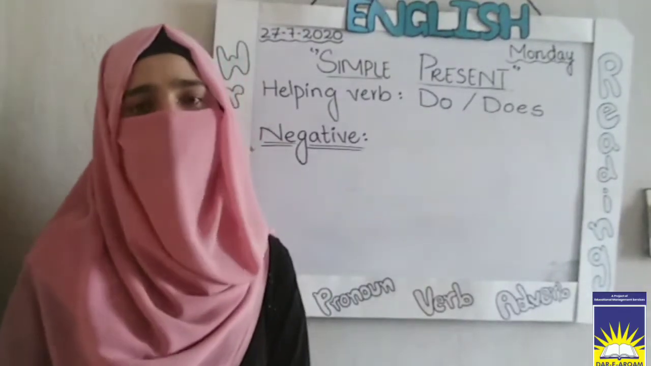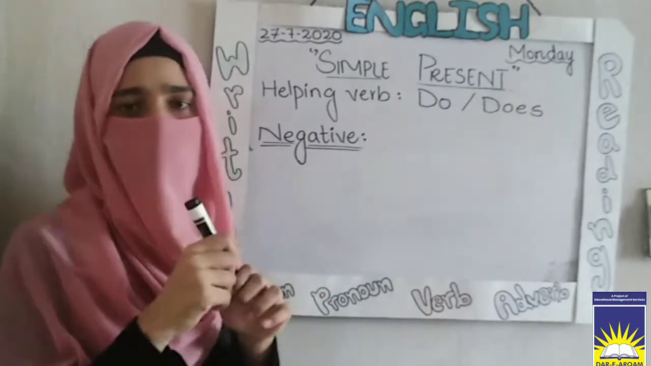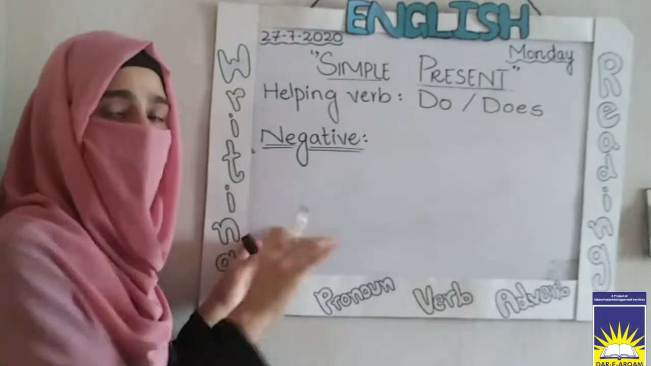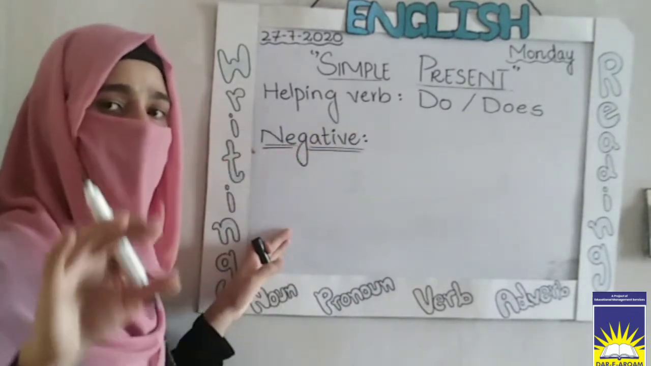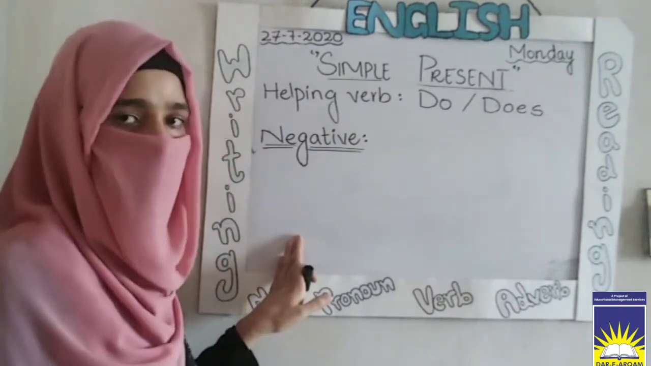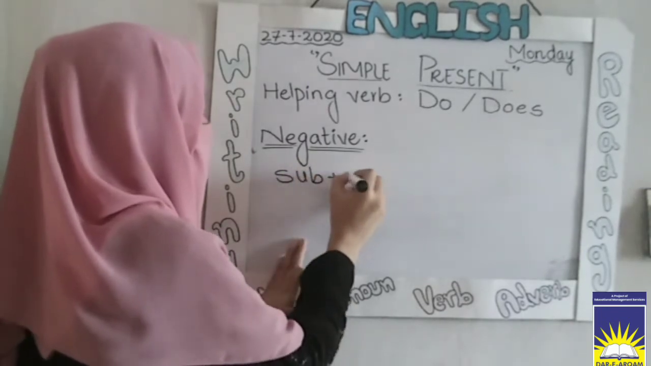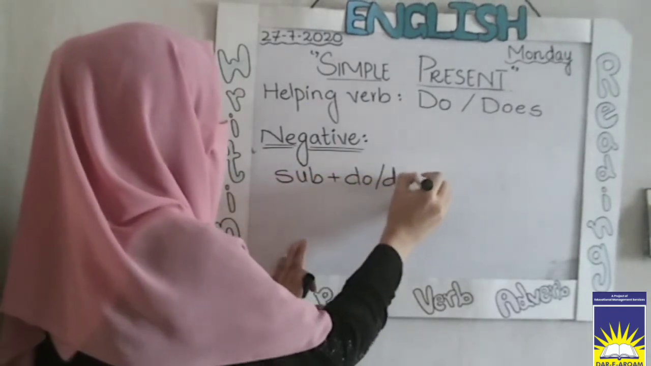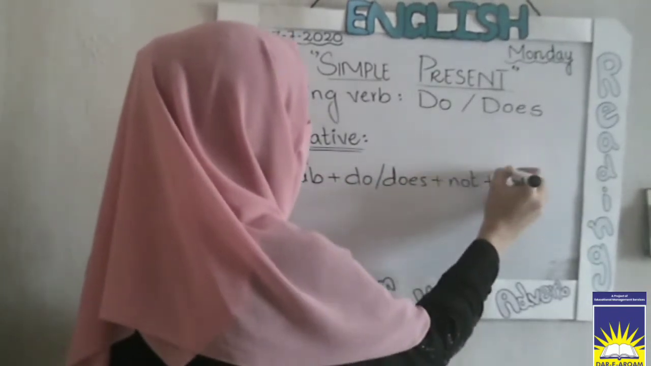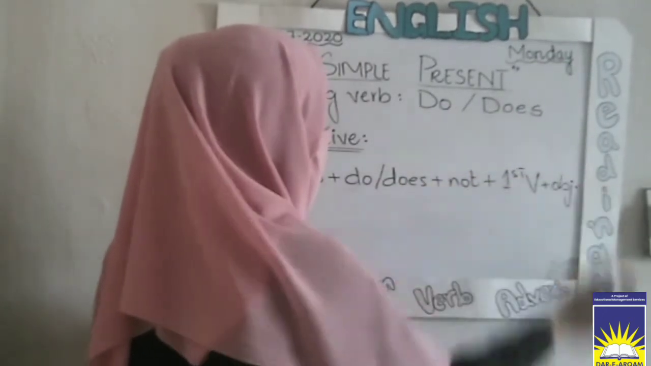Now learn how we make negative sentences in simple present tense. So let's have a look at its structure first. It's a basic thing that will help you to make the rest of the sentences. Subject plus do or does plus not plus first form of verb plus object, then full stop.